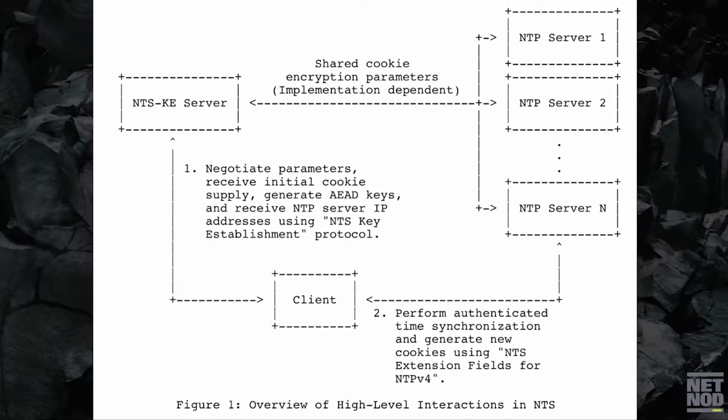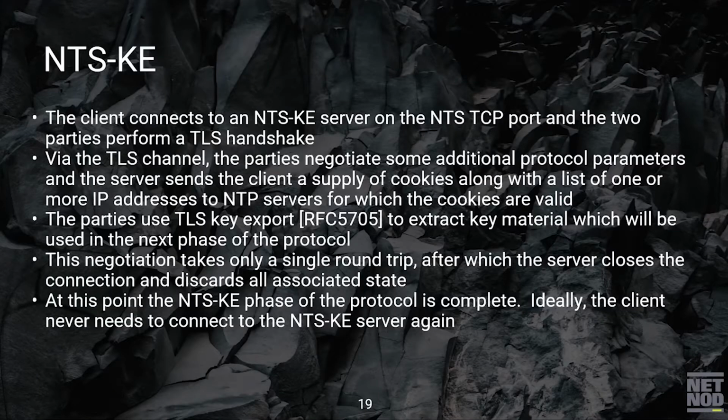So you have these kinds of state machines. The KE server, you have the NTP servers, you have the client that negotiate the parameters, receive the initial cookie, and then you talk with any of the NTP servers in the Anycast pool. High-level interaction.